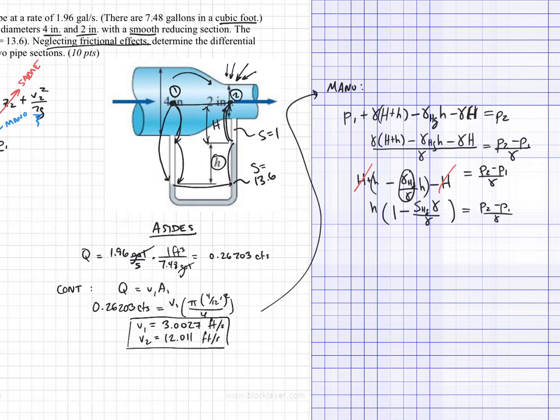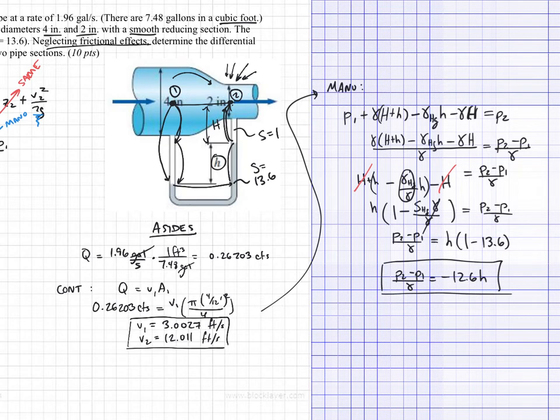So this all comes out, and I'll just say it as P2 minus P1 over gamma. These are going to cancel, equals H times 1 minus 13.6. Okay, so P2 minus P1 over gamma equals negative 12.6 H, which is really kind of pretty when you think about it.